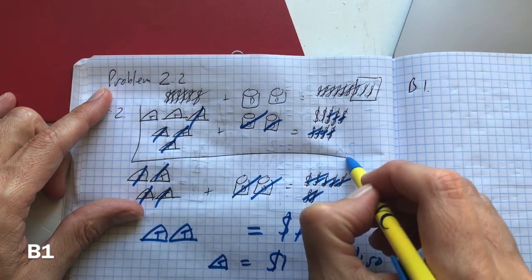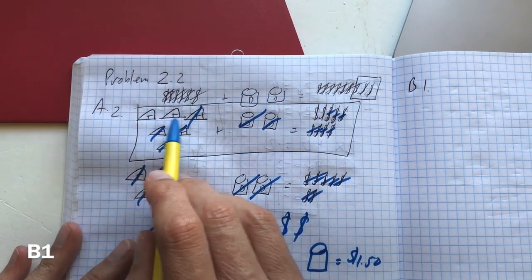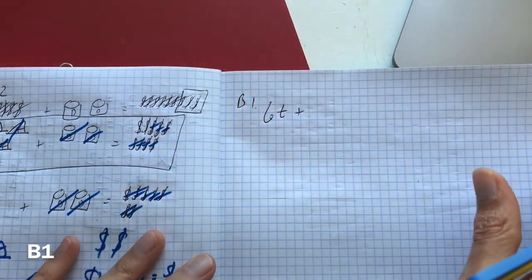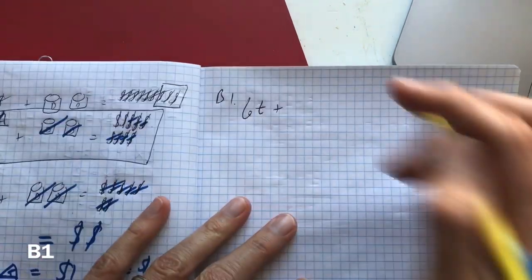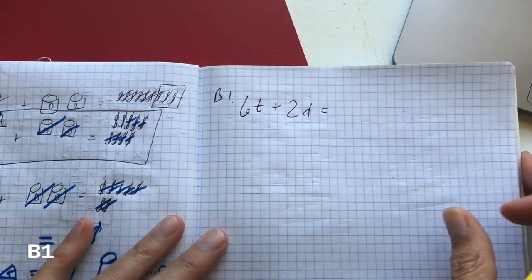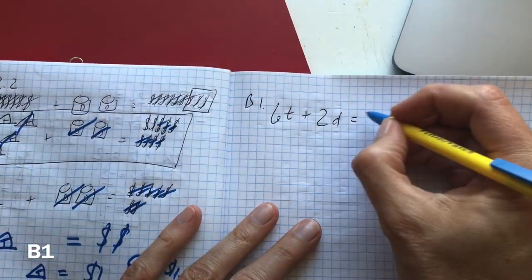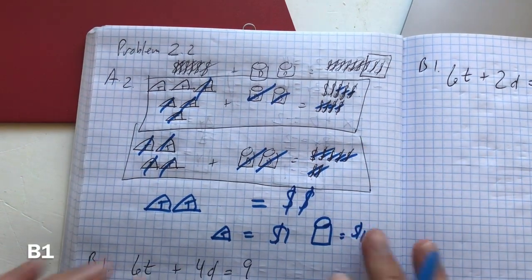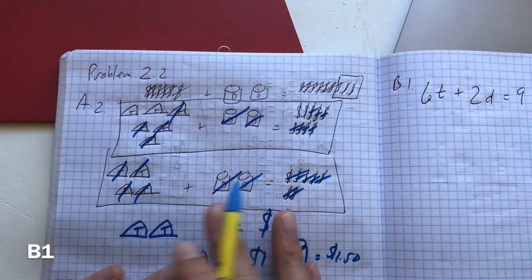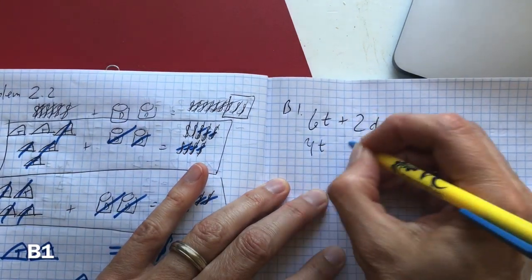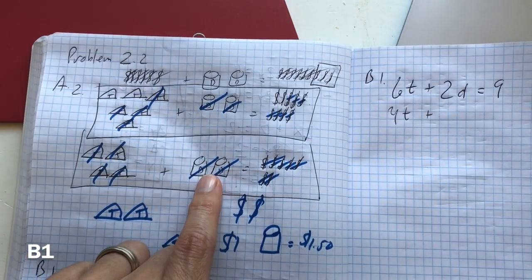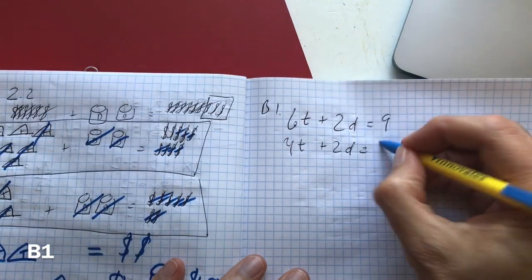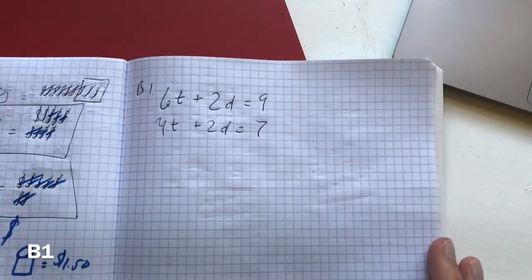This is our first one. If you see, we had the 6 tacos, so I'm going to write 6T plus the 2 drinks is equal to, and there were the $9, so that's going to be 9. And the second one is right in here. You can see that we've got our 4 tacos, so we have 4T plus the 2 drinks equals $7. And that's our system of equations for this.